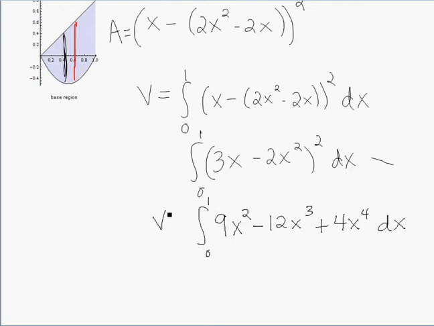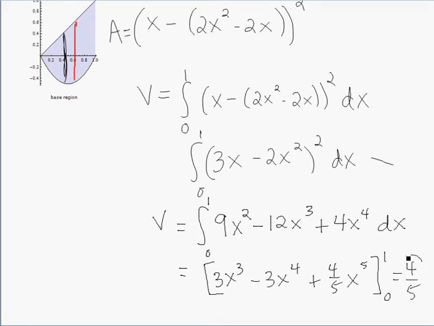Okay, so the volume is going to be this integral. So using the fundamental theorem of calculus, we can find the antiderivative, which will be 3x cubed minus 3x to the fourth plus 4/5 x to the fifth. We need to evaluate that between 0 and 1. If we do so, we'll get a value of 4/5. And that's the volume of that solid.